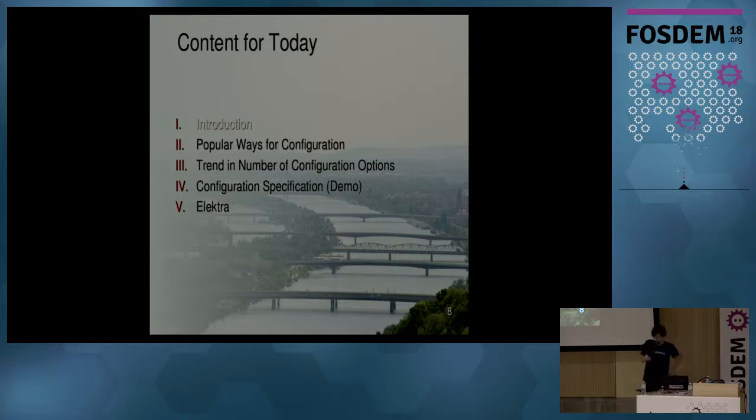Okay, so I'm a little bit over time. We have five parts in this talk. The first one I will shorten a bit: popular ways which are present in configuration today. Then how to reduce or hide configuration and why this is a problem. Then I will talk about what I said in the beginning, about the configuration design and how it affects modularity. And in this fourth part, we will also have a demonstration of the specification language. And if there's time, I will show a little bit about tooling, which is provided by Elektra.